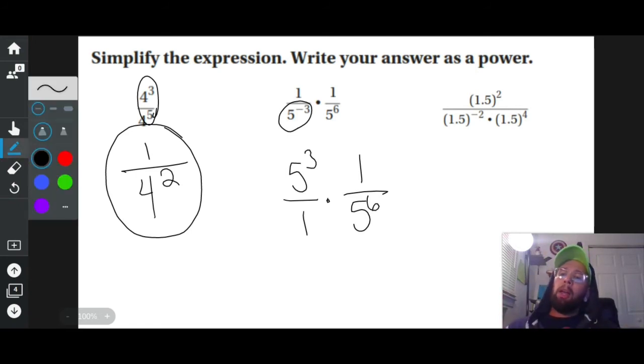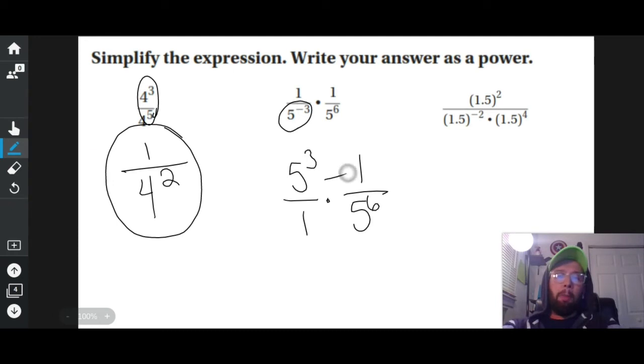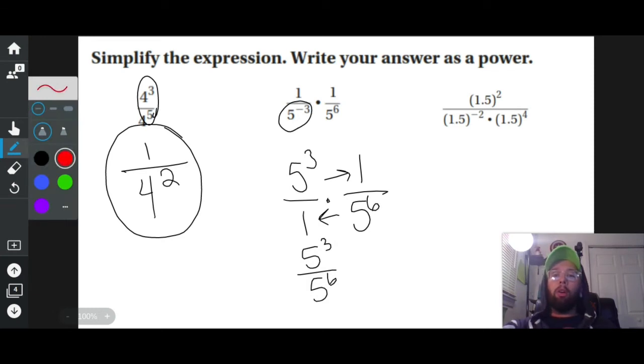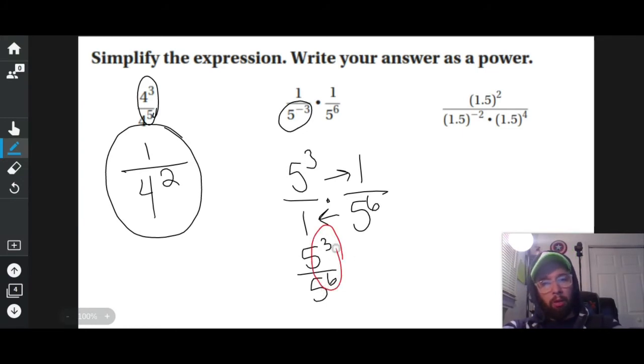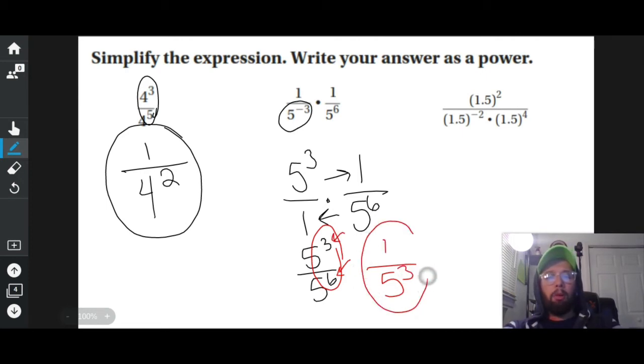When you multiply fractions, you multiply straight across the top and straight across the bottom, which means I'm going to have a 5 to the 3rd up top and 5 to the 6th on the bottom. Nothing really changes at all. When you are dividing powers of the same base, subtract the exponents. The 5 on the bottom in the denominator is more powerful, so keep it there because that one has 6 and that one has 3. Subtract the exponents, leave a 1 up top, and there you have it.